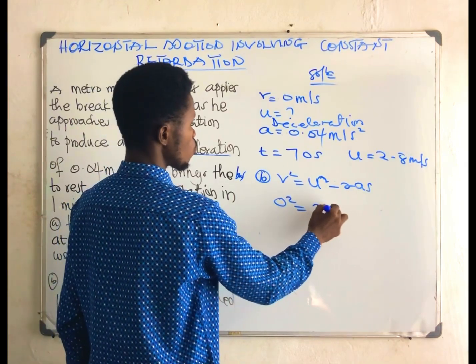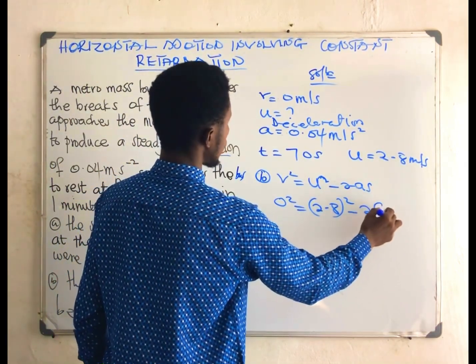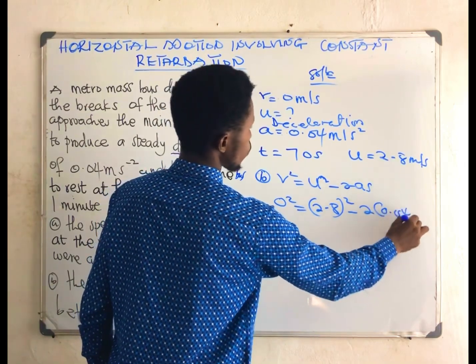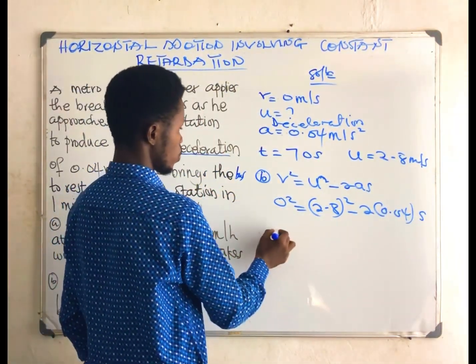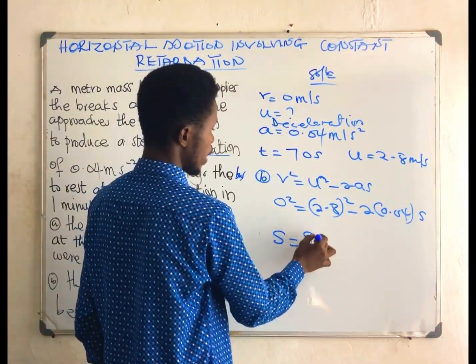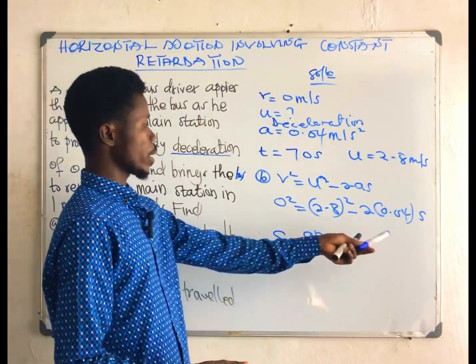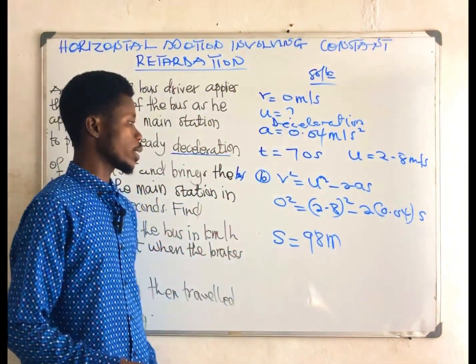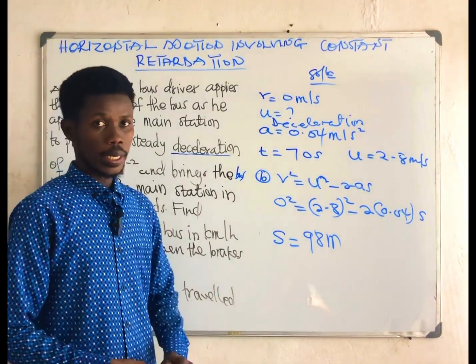My U squared will be 2.8 squared minus 2. Acceleration is 0.04 times s. So I need distance. So if I do everything, my distance will be 98 meters. Okay. If you make s the subject from this, you get 98 meters. Very good. Now let's look at the last example.